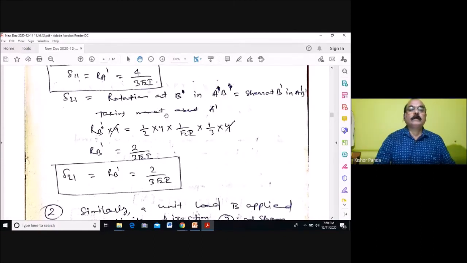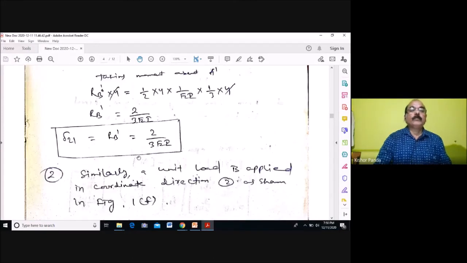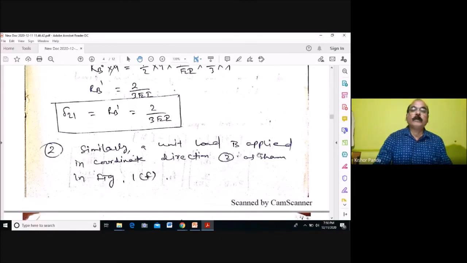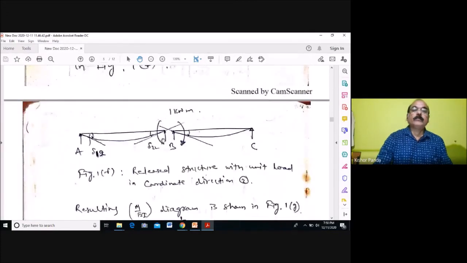So due to the unit resultant force at coordinate 1, what is the displacement at coordinate 1 and what is the displacement at coordinate 2? Then what you have to do? You have to apply the unit force at coordinate 2. You have to apply a unit force or a unit moment along coordinate direction 2. Here, 1 kilonewton meter, and due to this unit moment, you have to find out the displacement at A and the displacement at B.